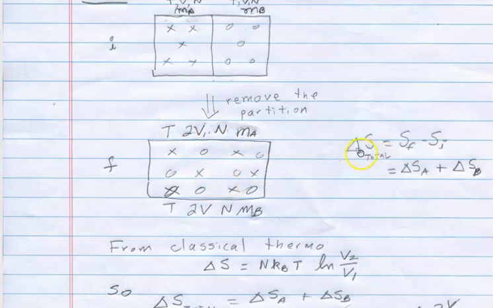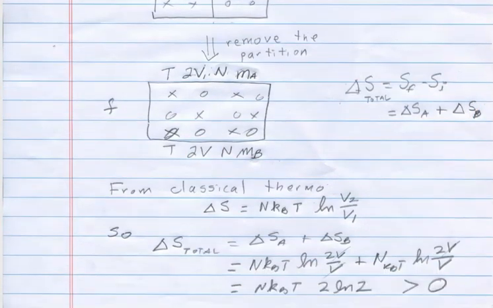What I did is I broke it up into a final, so this is our initial state up here with the partition between, and the final state here. The change in entropy of the system is the final minus the initial. The way I did that is I divided it into the change of entropy of the A molecules plus the change in entropy of the B molecules from initial to final. And then use a classical result.